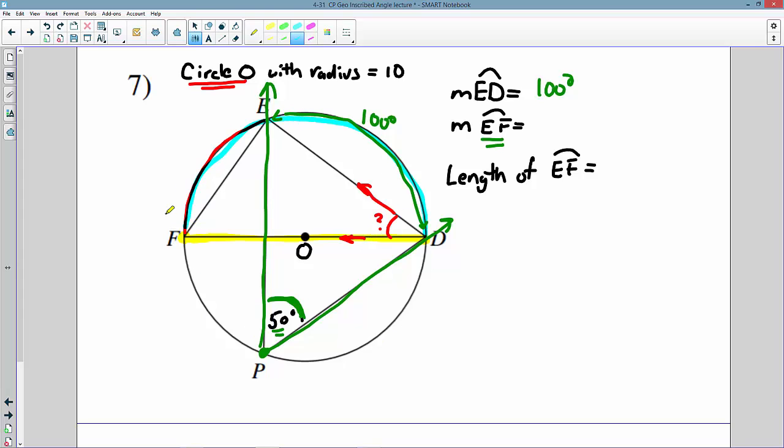And if that's a semicircle, and that's 180 degrees, and we already know the 100 from our work earlier, that makes this arc 80 degrees from there to there, okay?